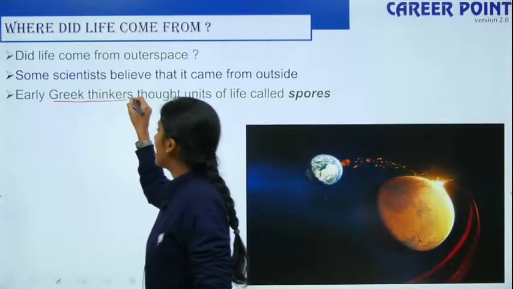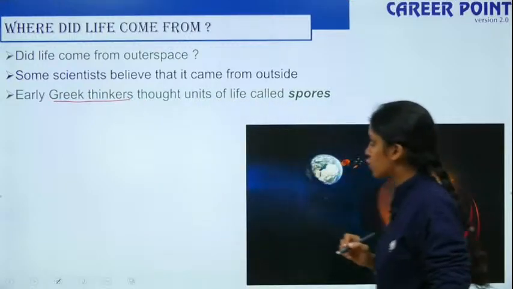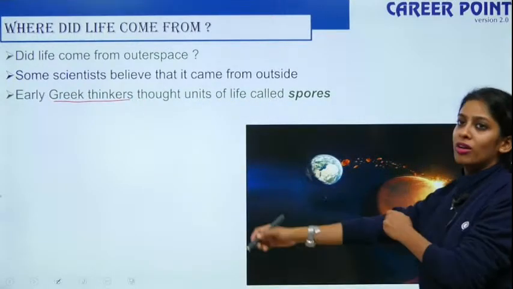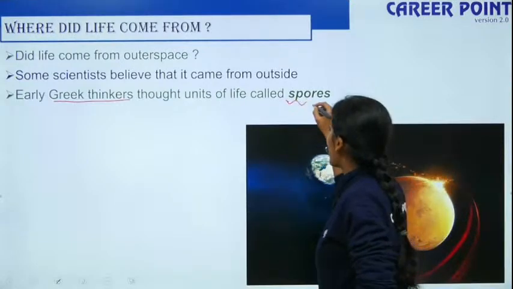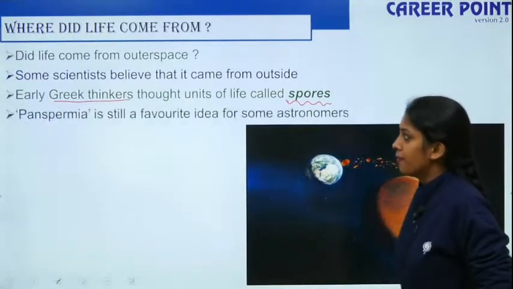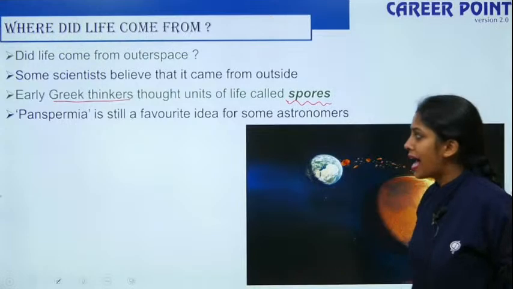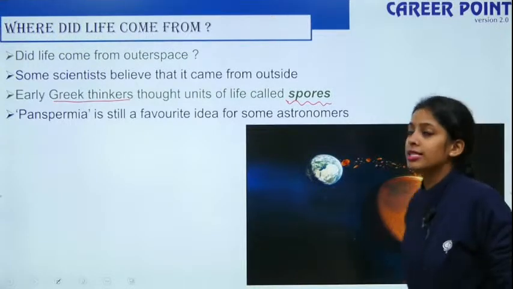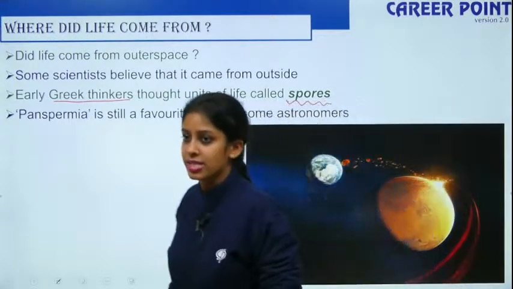So it was early Greek thinkers who believed so, okay? They thought units of life called spores came from outer space, right? So they called it panspermia, and even now certain astronomers believe this, okay?